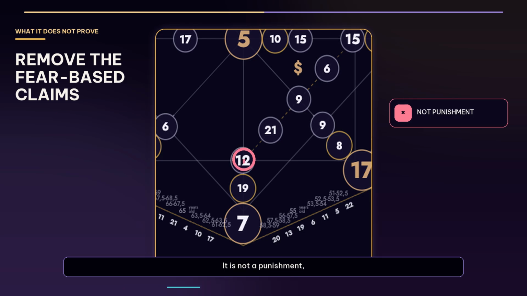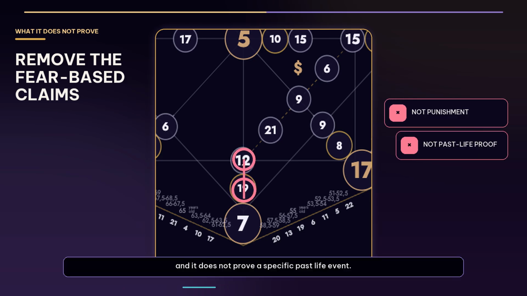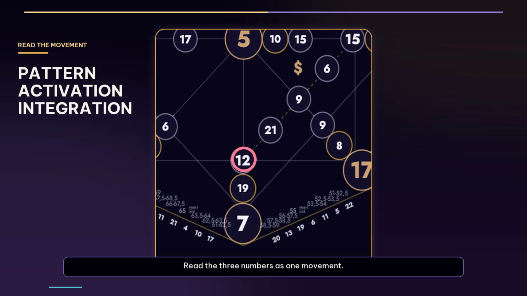It is not a punishment, and it does not prove a specific past life event. Read the 3 numbers as one movement. The first energy introduces the pattern. The middle shows what activates or complicates it. The final energy suggests what integration may look like.